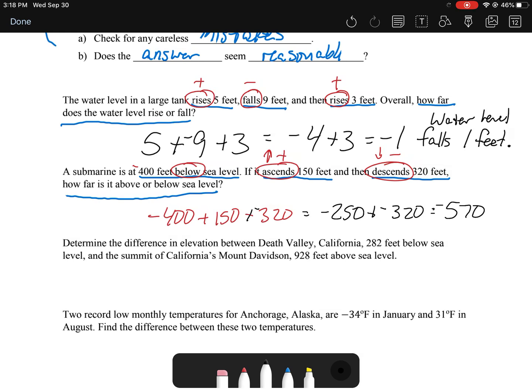However, I have to make sure I'm answering the question. How far is it above or below sea level? Well, since it's negative, I'm below sea level. So we can say the submarine is 570 feet below sea level.